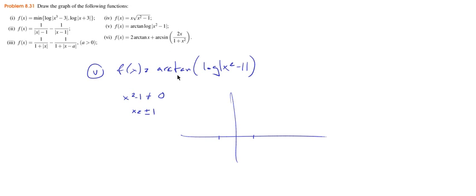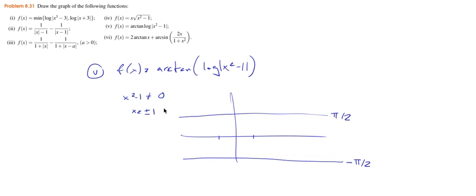Now the range of the arctangent is between pi over 2 and minus pi over 2. That's the definition of the arctangent, right? Now when x is getting close to 1 or minus 1, this logarithm goes to minus infinity, and the arctangent of minus infinity is minus pi over 2. Well, this is the limit when x goes to minus infinity. So this is minus 1 and this is plus 1. You would get a discontinuity here. Right, so that's where the function is going to go.